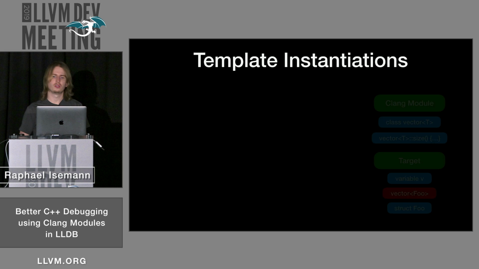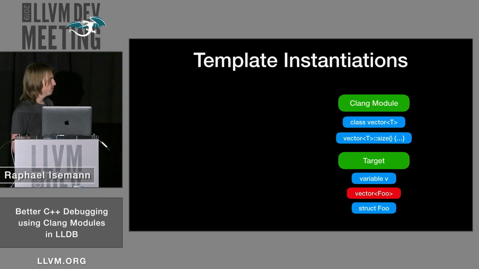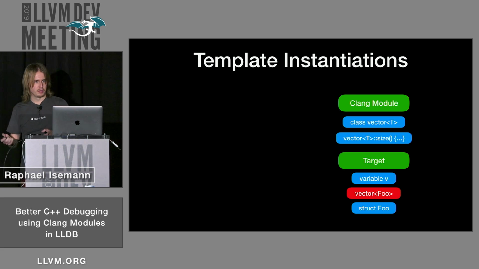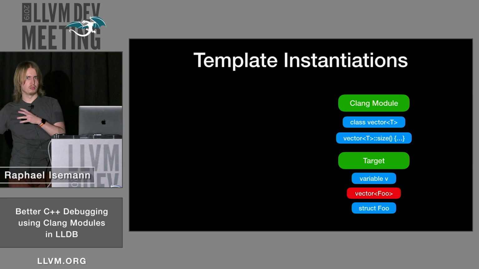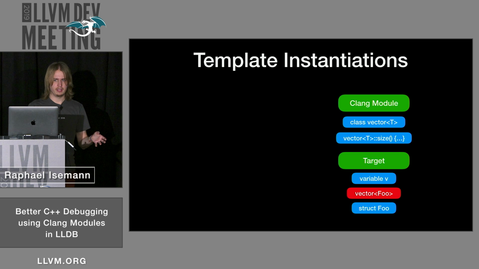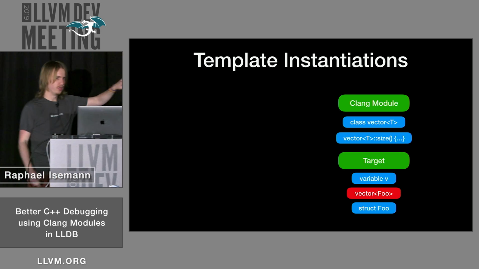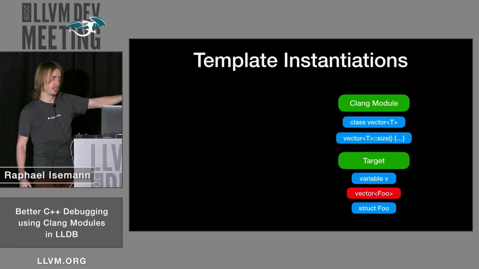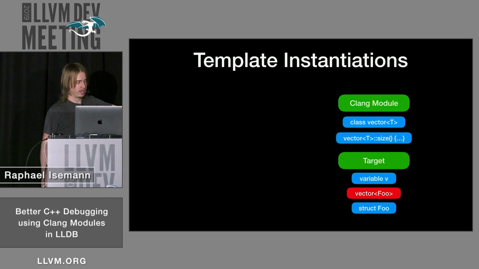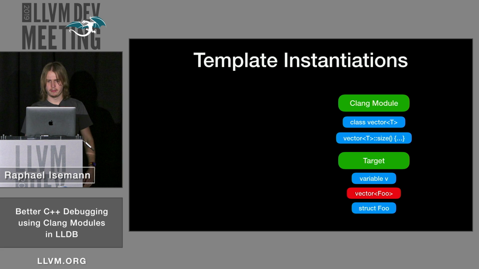So let's again switch to the way LLDB sees this. LLDB sees a Clang module, and the Clang module has a vector of T, and it has the size method of vector of T, and the function body of the size method. And then we have the target, and the target has our variable v, that is our local variable. It has this vector of foo, and the vector of foo has a function signature for size and whatnot, but I just omitted this, and I just marked this thing as red. And I will explain why in a second. And then we have the struct foo, which is just a struct we declared.